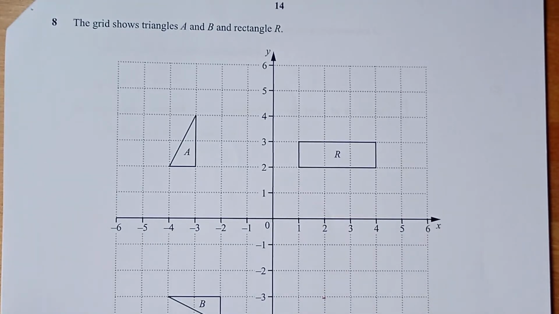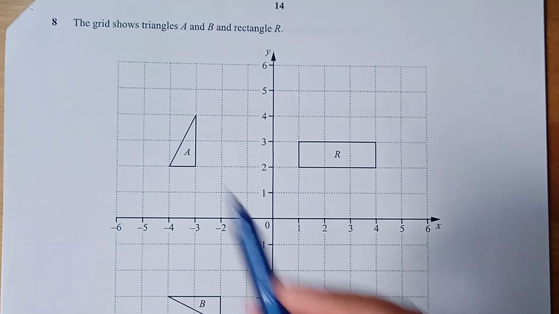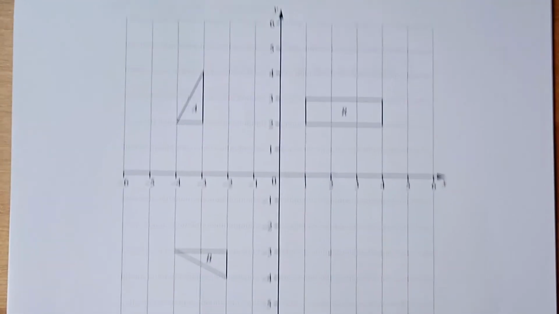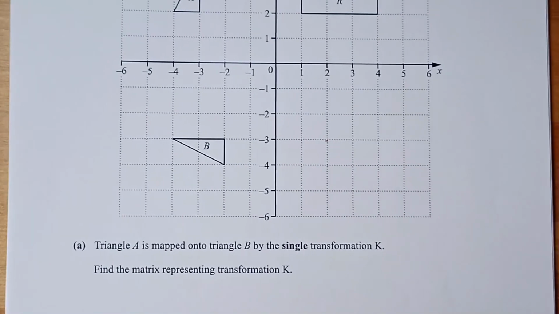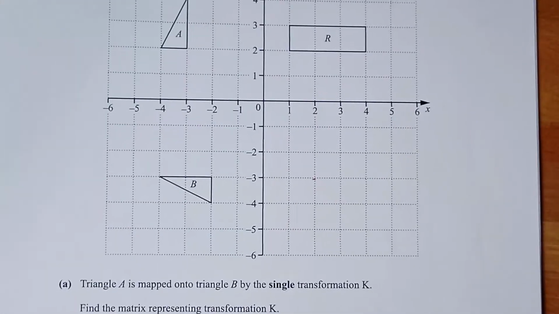Question number 8. The grid shows triangles A, B and a rectangle R. So A, B and R. Now for the first part, triangle A maps onto triangle B by the single transformation K. Find the matrix representing transformation K. Okay, A to B.